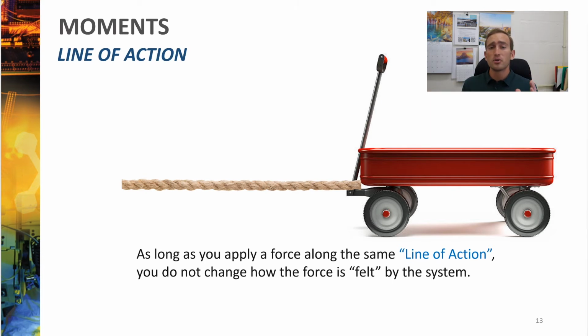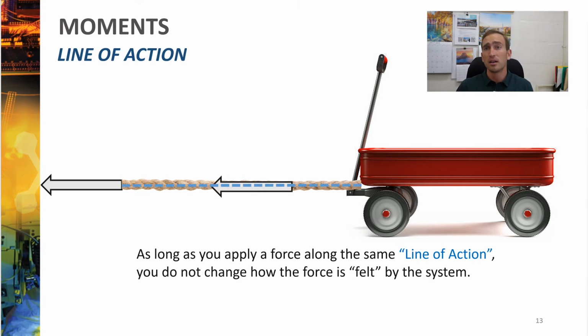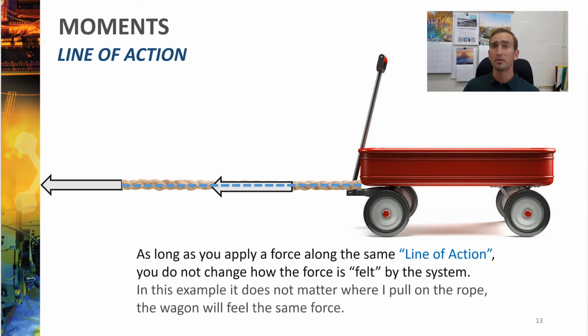So as long as you apply the force along the same line of action, you don't change the physics of the problem. The example I showed you is very similar to this case right here with a wagon. Whether you pulled at the top of the string, or closer towards the wagon, at the end of the day, the wagon is still going to behave the same. It's going to be pulled to the left, no matter what. So that's really what line of action is all about, and that's what's shown here with this blue dotted line.